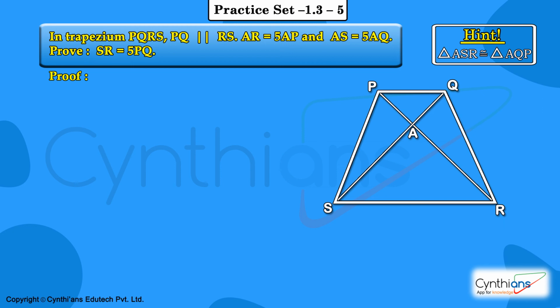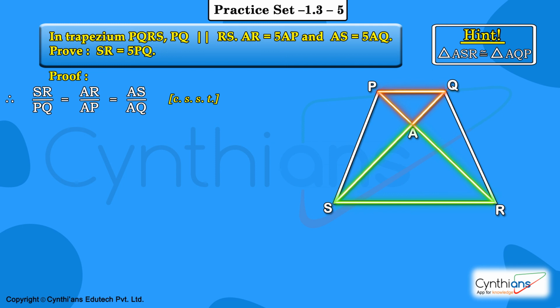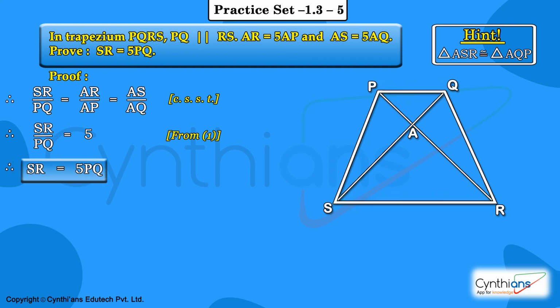Next, since we need to prove something, we need to create ratio. So let us start creating ratio. Therefore, SR upon PQ is equal to AR upon AP is equal to AS upon AQ. This is from CSST. Now AR upon AP and AS upon AQ are both equal to 5. So let us consider only AR upon AP. Therefore, SR upon PQ is equal to 5. This is from equation number 1. Let us bring PQ in the numerator on the right hand side. Therefore, SR is equal to 5PQ. And this is what we wanted to prove. That's it. Thank you.